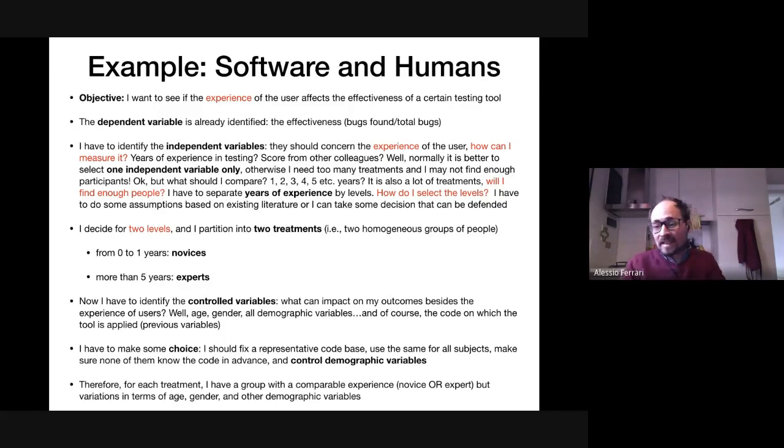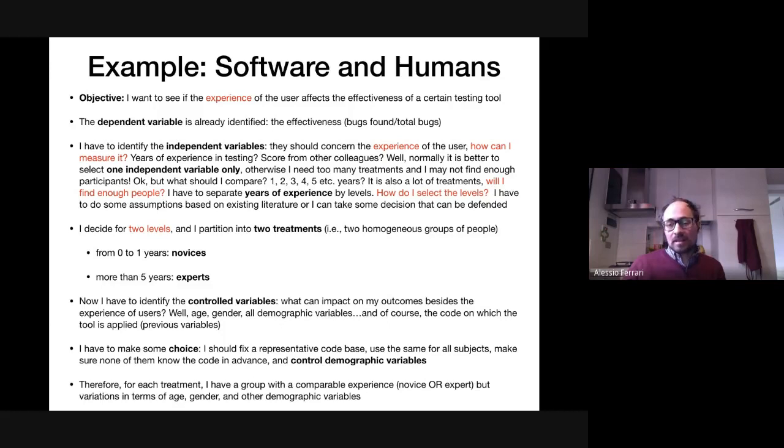But in some cases, if you're using code from a certain company and the people are from the same company, it is possible that those people have seen that code. And this jeopardizes your experiments. And then I control demographic variables. I select the variables in a way that I have a representative group of people without imbalance in terms of age, for example. Otherwise, if I cannot do that, again, I restrict my scope of interest.